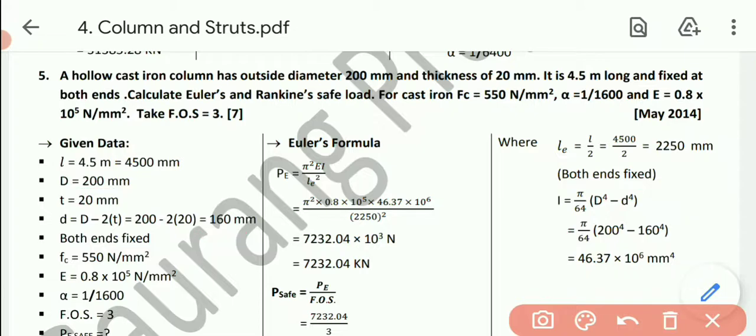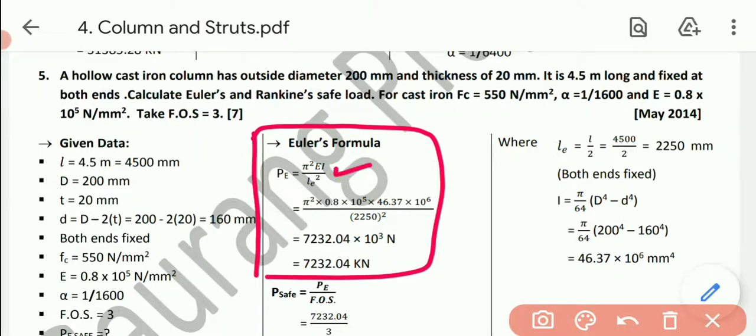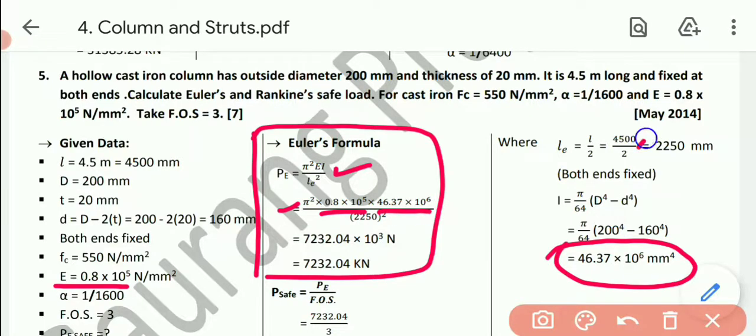Now let's solve Euler's formula. Pi square EI upon LE square: pi square, E is 0.8 into 10 raised to 5, I is 46.37 into 10 raised to 6, upon LE, that is 2250 square. So I will get the answer 7232.04 into 10 raised to 3 Newton. Let's convert it into kilonewton, 7232.04 kilonewton. Now if we were asked to calculate only Euler's load, then our sum would be closed over here.